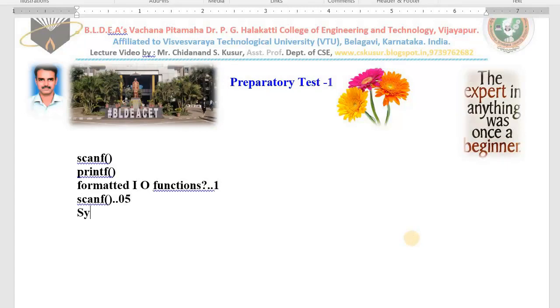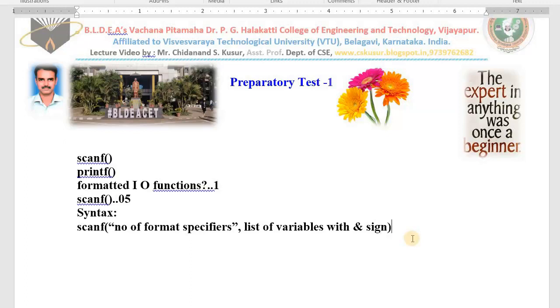And very important thing is the syntax. Don't forget to write syntax. Syntax of scanf is a must: the format specifiers, then list of variables with ampersand sign. Don't forget semicolon. And explain here what do you mean by format specifiers.